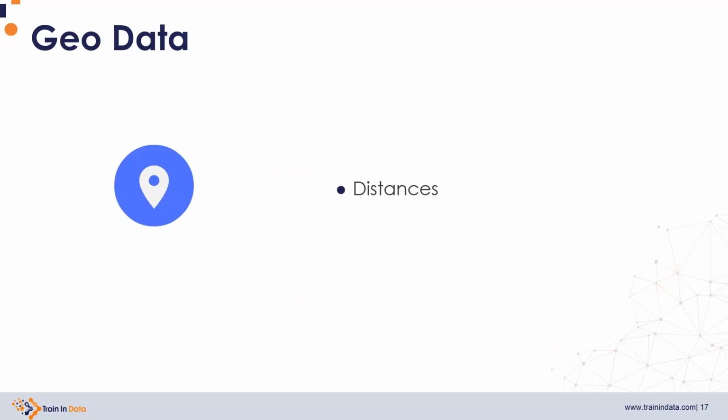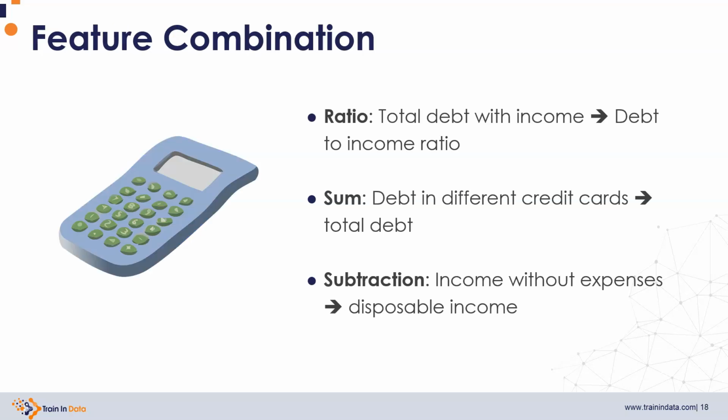With geodata, we can calculate distances, for example. And finally, we can combine many of the features that we have in our dataset with simple combinations like the ratio between two variables, like the example here is the total debt with the income. We combine it to create the debt to income ratio, or we can sum the debt in different, for example, credit cards to obtain the total debt, or we can subtract one variable from the other to obtain, for example, disposable income. So as you can see, there are a lot of transformations that we can do to the data before we use it in the machine learning model.